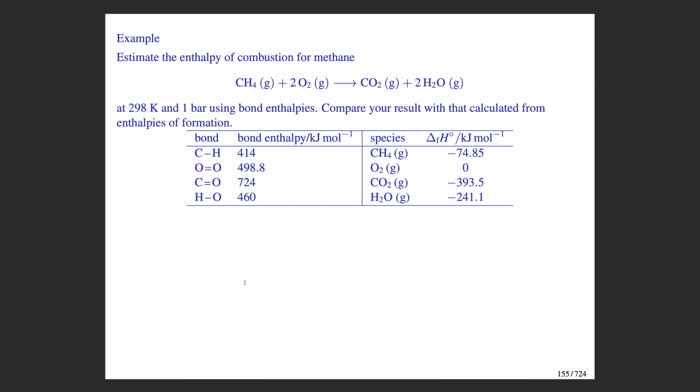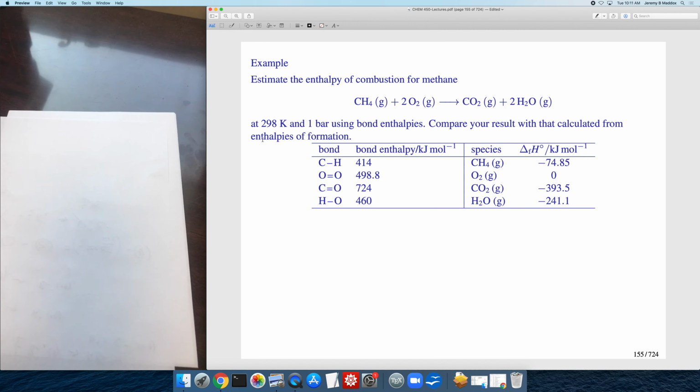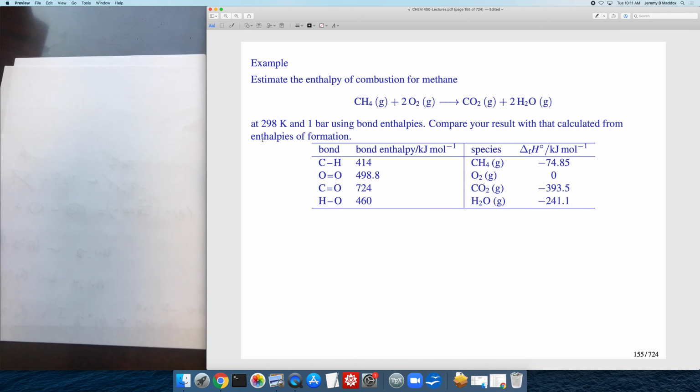Here's an example where we're being asked to estimate the enthalpy of combustion for methane using a table of bond enthalpies, and then they want you to compare that with the explicit calculation involving enthalpies of formation. So they want you to calculate the enthalpy of reaction twice. Once using bond enthalpies as an estimate, and the second one you want to compare that estimate to the value using the enthalpies of formation. So let's work out how to do this with the bond enthalpies.